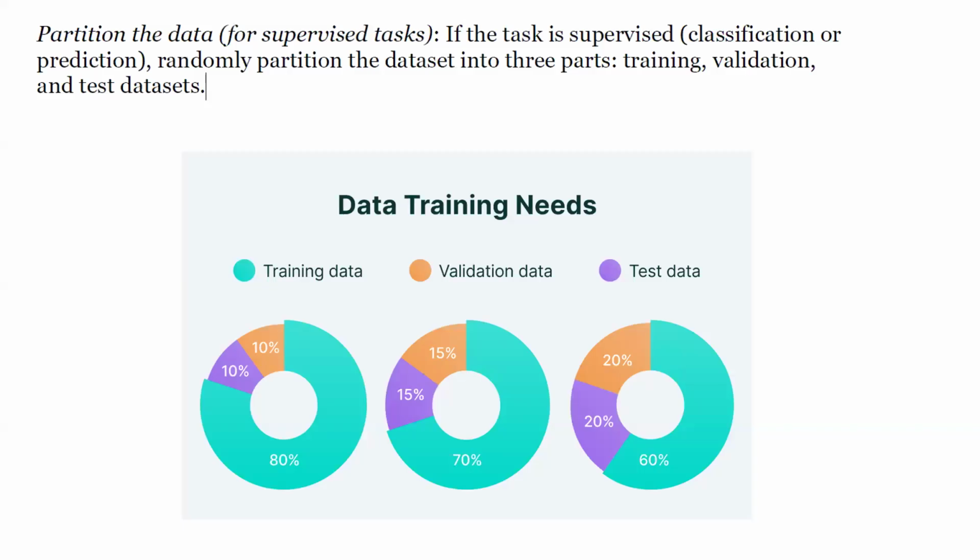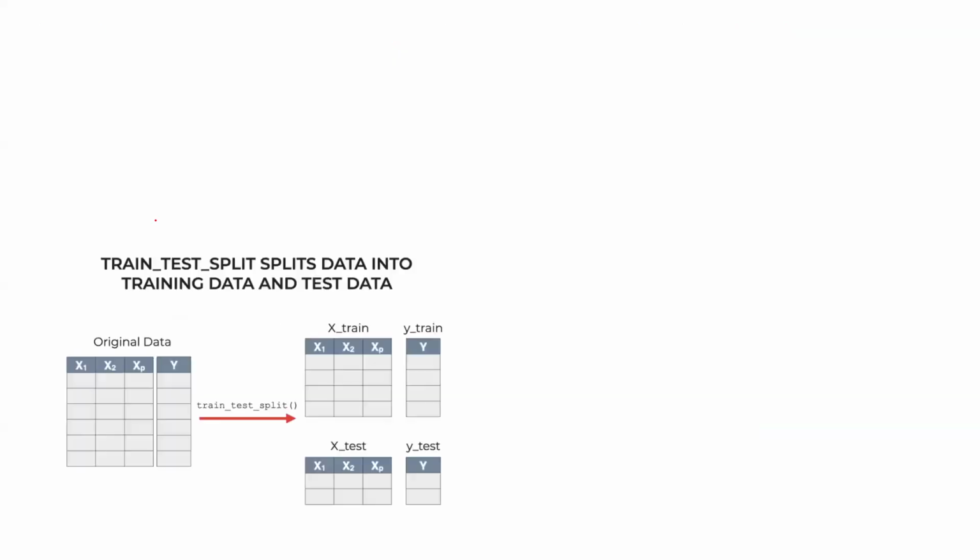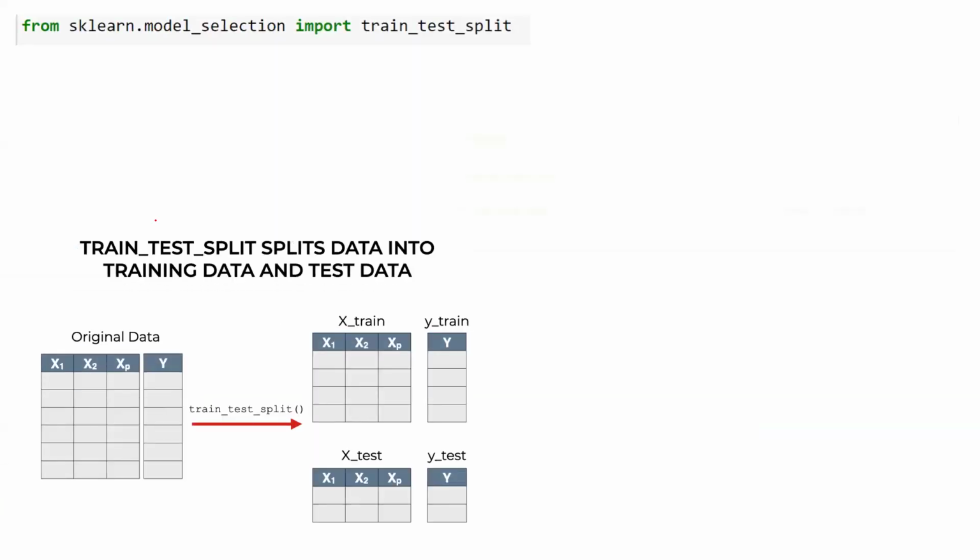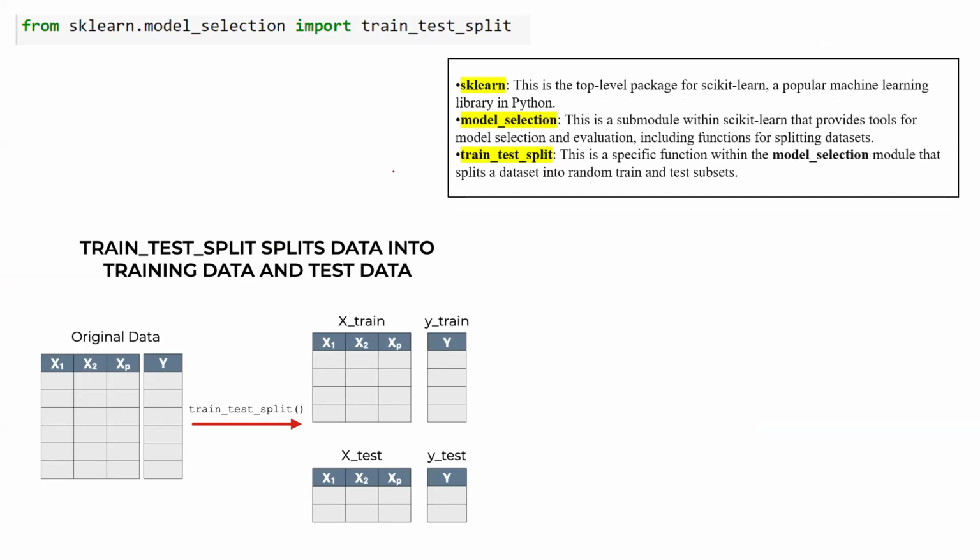As we saw, we partition the data either into 3 sets, training, validation, test, or to 2 sets. Both of them are absolutely fine. How do you do that? We're going to use scikit-learn. sklearn is the top-level package for scikit-learn, which is a popular machine learning library in Python.